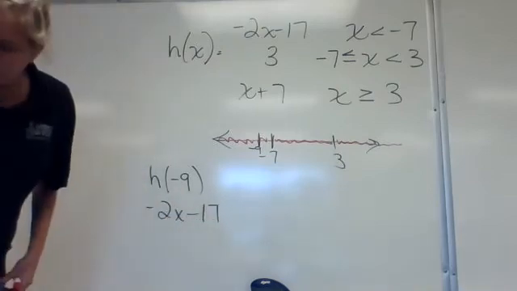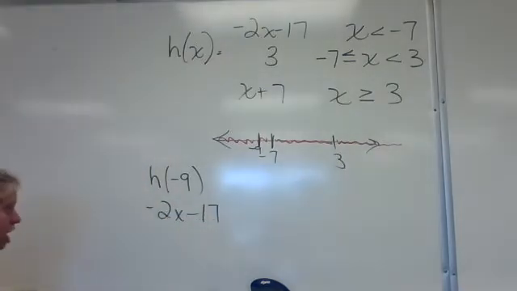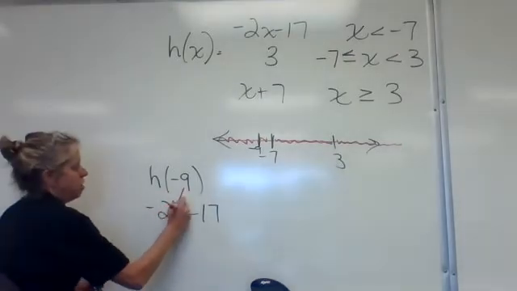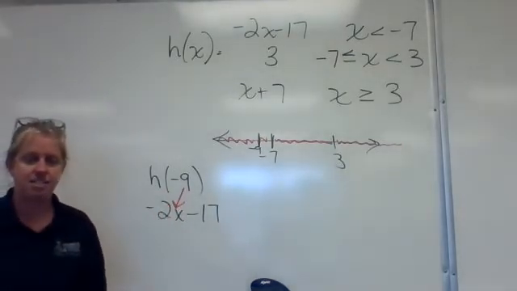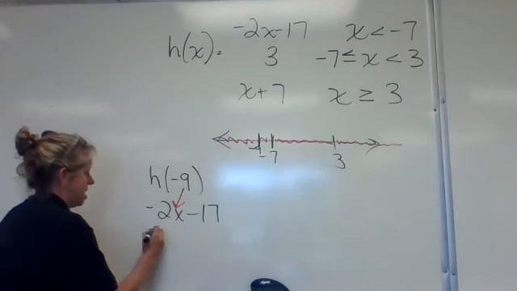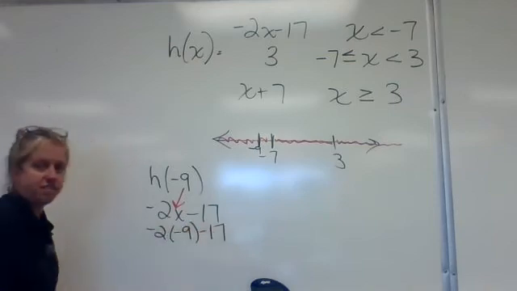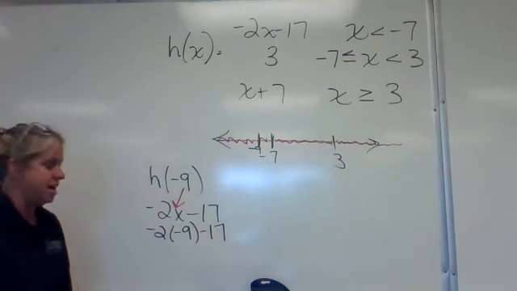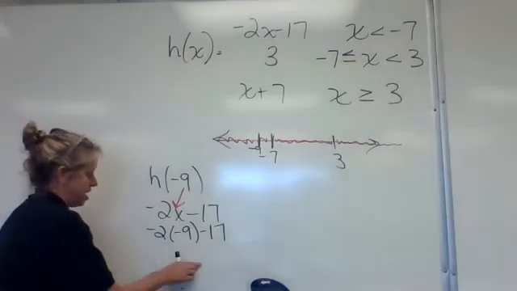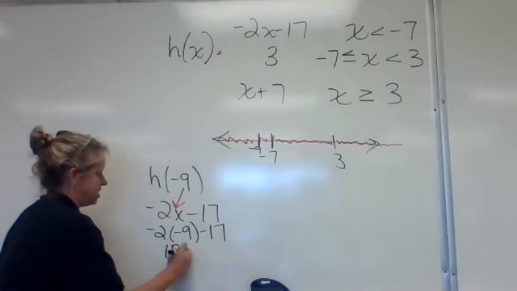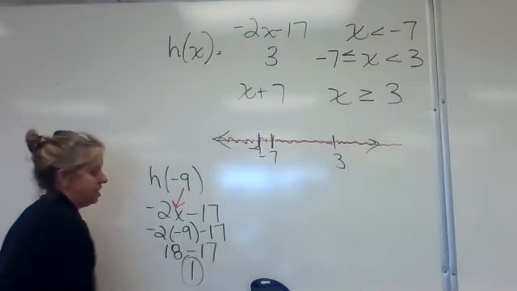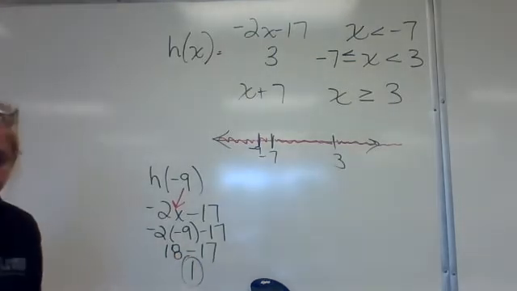Now, here's the one extra step you do now. Now I know which piece it goes into. Put it in that x. So if I do that, I'll have negative 2 times negative 9 minus 17. And then do the math. Negative 2 times negative 9 is positive 18 minus 17 is 1.